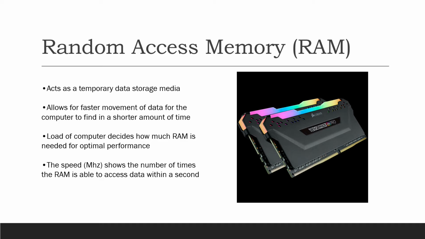RAM, also known as random access memory, is a temporary data storage media. I say temporary because nothing ever stays inside the storage of RAM and is subject to be permanently lost when the computer is shut down or runs out of power. RAM is found in almost every device that requires fast movement of data, and the speed, shown in megahertz, is the speed of the RAM and how fast it can access its memory within a given second.